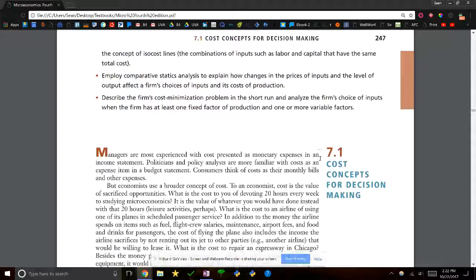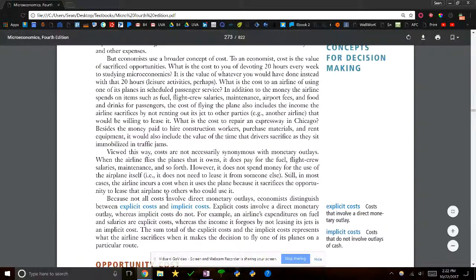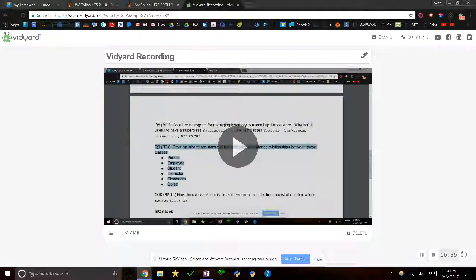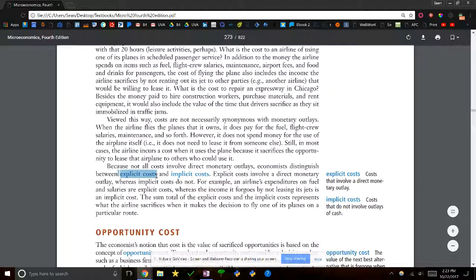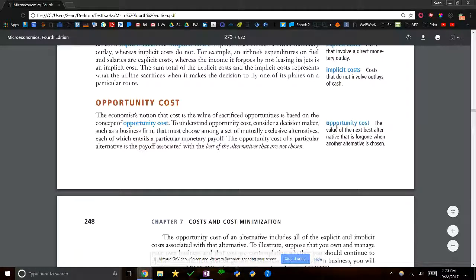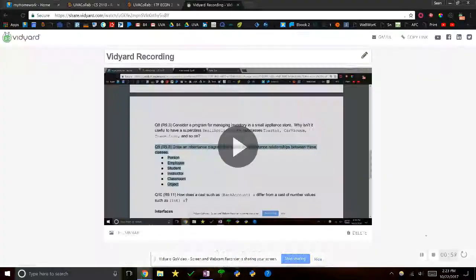So the first thing they talk about is costs and how it's not always just money you're doing, because we have explicit costs, which are costs that involve direct monetary outlay, and then implicit costs that don't involve cash necessarily. So like an explicit cost of an airplane would be its fuel and maintenance and stuff, but the implicit cost would be the opportunity cost that they have for not lending the plane to someone else that can use it. And remember, we have opportunity cost, value of the next best alternative.